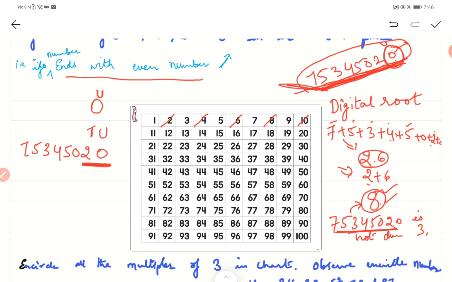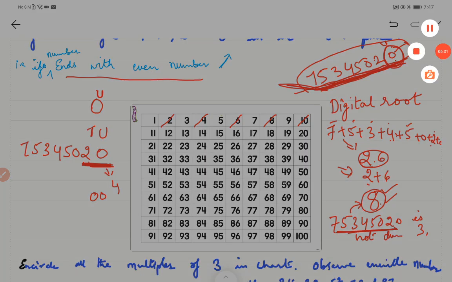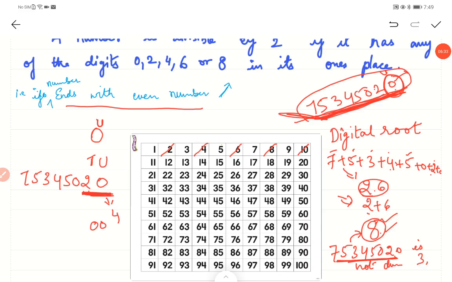If the 2 digits are divisible by 2, then you can say that this number is divisible by 4. Okay, either it should be divisible by 2, or the last 2 places can be 0. If the last 2 places, that is units place and tens place, are 0, then also that number is divisible by 4. Alright, so tell me whether this total number is divisible by 4.